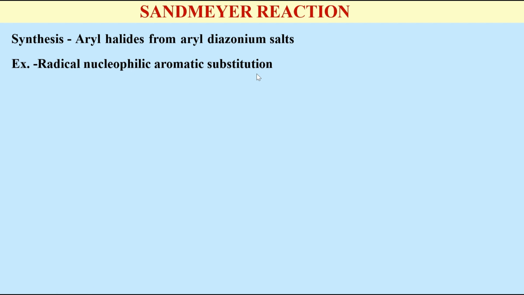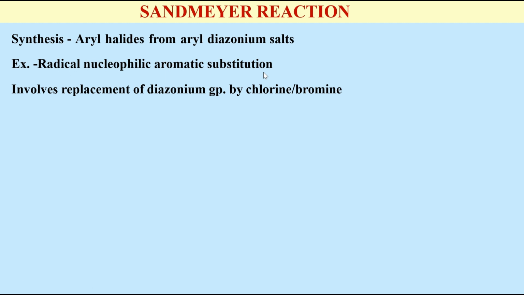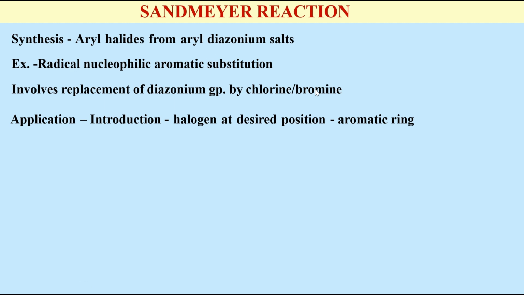In a nucleophilic substitution reaction, a nucleophile is involved. In a free radical substitution reaction, a free radical is involved. Here, there is an involvement of both a free radical and a nucleophile. Hence, it is named as radical nucleophilic aromatic substitution reaction. In this reaction, the diazonium group in aryl diazonium salts is replaced by halogens like chlorine or bromine. The uniqueness of the reaction lies in that the halogen is introduced at the desired position of the aromatic ring.